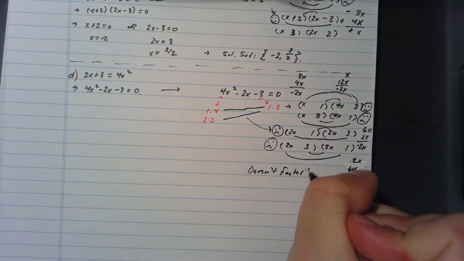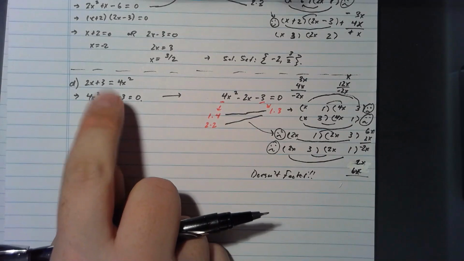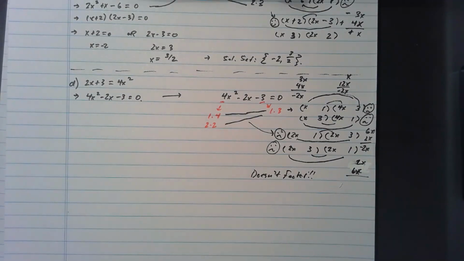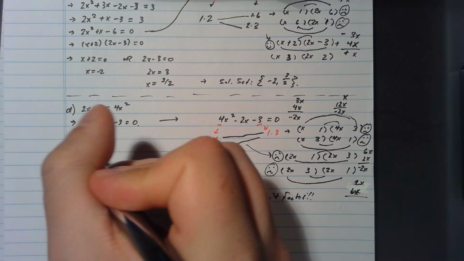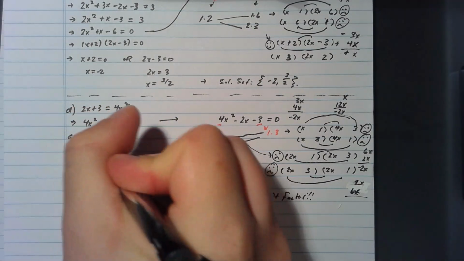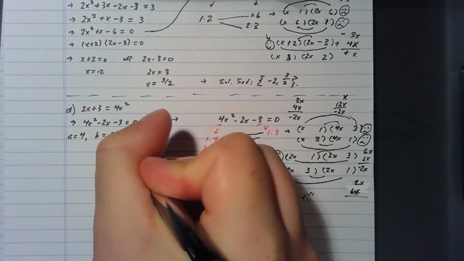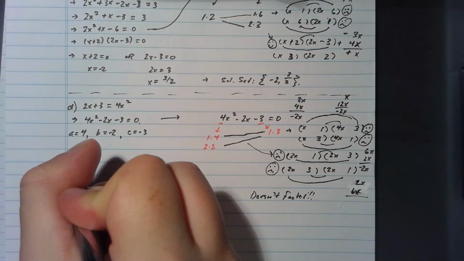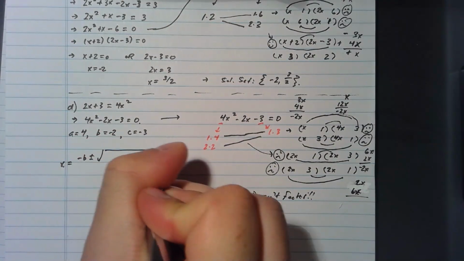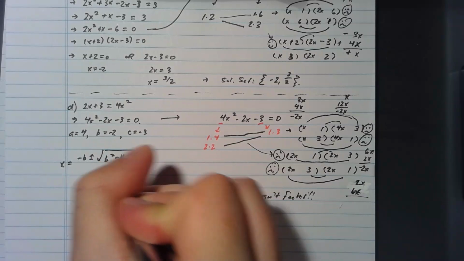That doesn't factor, which means I'm going to have to use either completing the square or the quadratic formula. Either one works just fine. I'll do the quadratic formula this time. This means A equals 4, B equals -2, C equals -3. So x equals -b plus or minus the square root of b squared minus 4ac, all over 2a.